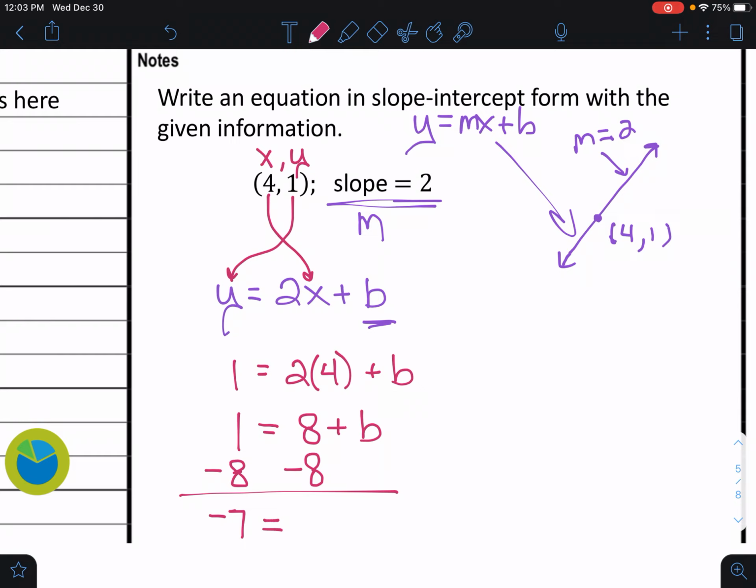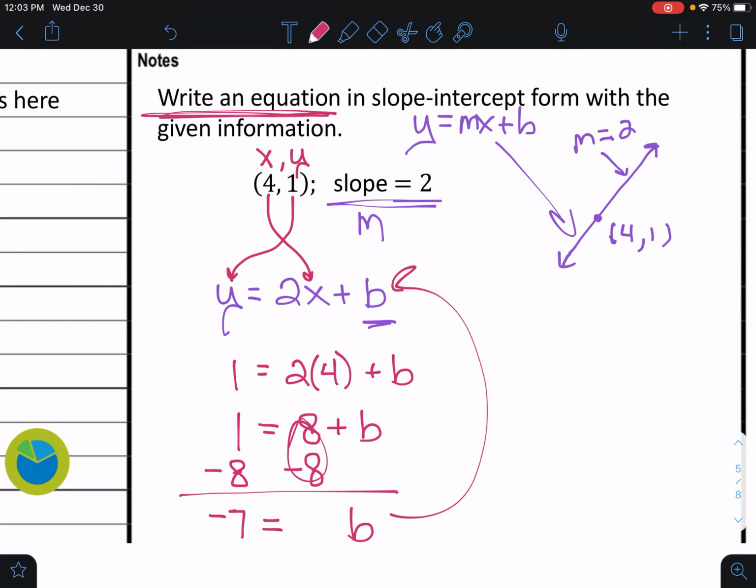Okay, bring my equal sign down. So I've got equals. This cancels to 0. That's what you want. And you've got b. So my y-intercept, or my b value, is -7. Now lastly, what you have to do is write your equation, because that's what it tells us to do up here. Write an equation. So all I have to do now is take this and put it here.